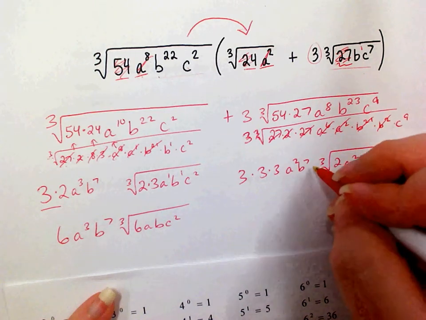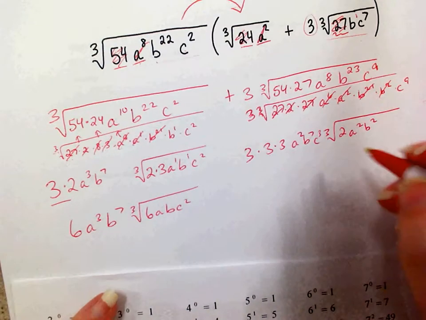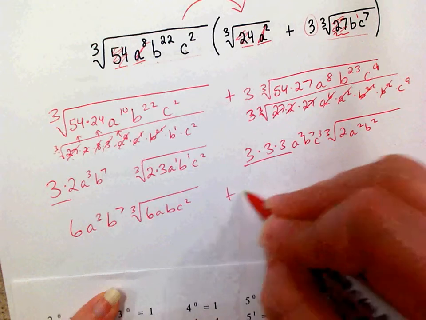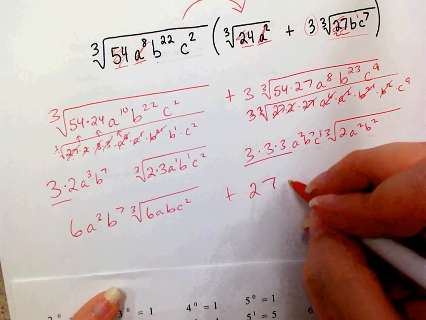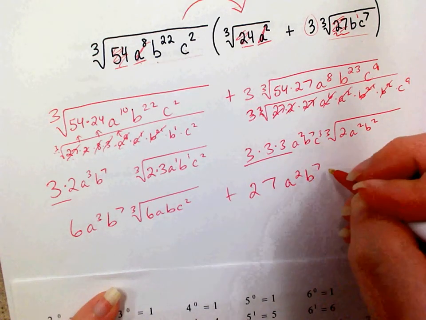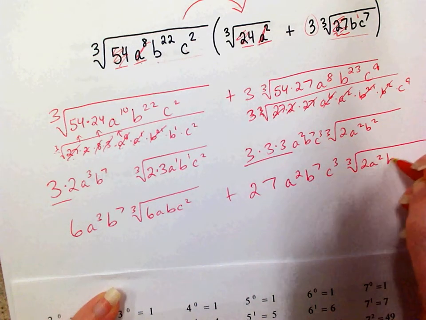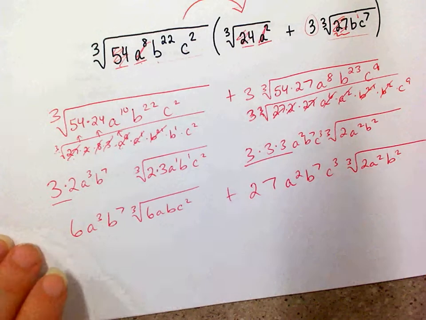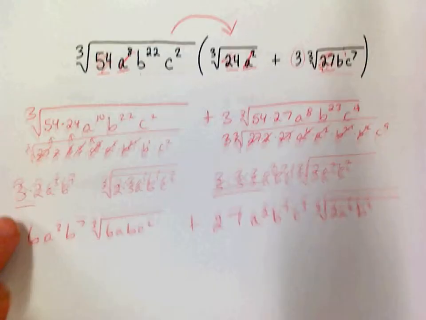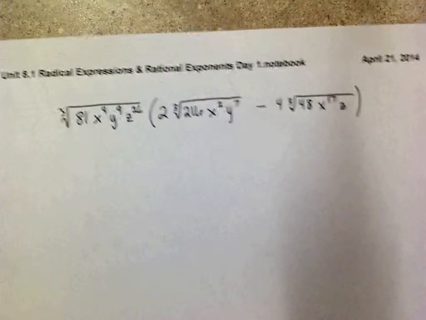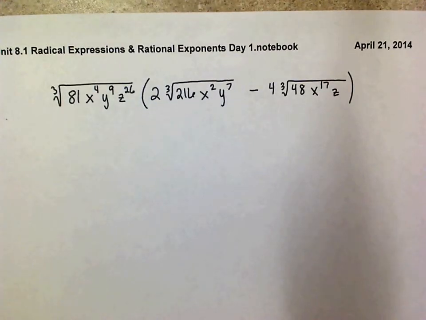So then I say 3 times 3 times 3 is 27, a squared, b to the 7th, c to the 3rd, times the cubed root of 2a squared, b squared. Okay, so there's that. And then this is the problem that I assigned for the homework. So I'll just leave it up there for a minute and let you write it down if you need to, and that's that.